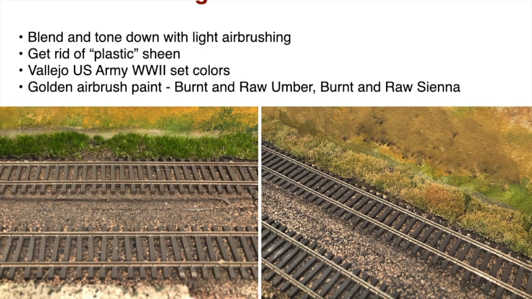One thing you might notice with a large amount of static grass is that it has a shiny texture to it. To tone it down and get rid of that sheen, I simply airbrush it with a combination of Burnt Umber and Raw Sienna, which are basic earth colors. I use Golden airbrush paint for that. Vallejo also offers a World War II color set that's great for toning down static grass. You can see here on the left I have a patch of grass that's too green and too shiny, and you can see what they look like after I've gone over it with a light airbrushing.